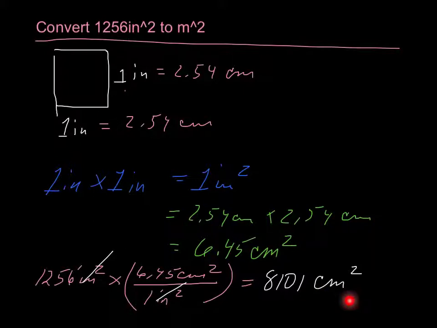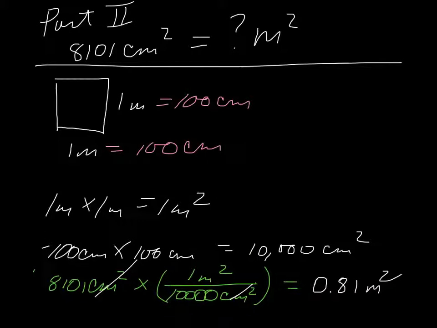So this is metric. We want to go to meters. We're in centimeters squared, 8,101 centimeters squared. We want to know how many meters squared that is. I drew my square again. This is the way I think. Others might have different methods. 1 meter on a side. 1 meter squared is the same thing as 100 centimeters times 100 centimeters, right? So 1 meter by 1 meter equals 1 meter squared, which is 10,000 centimeters squared.